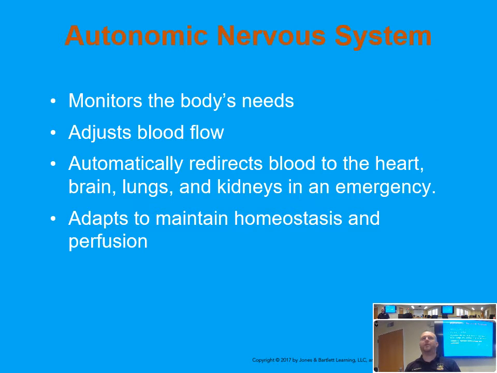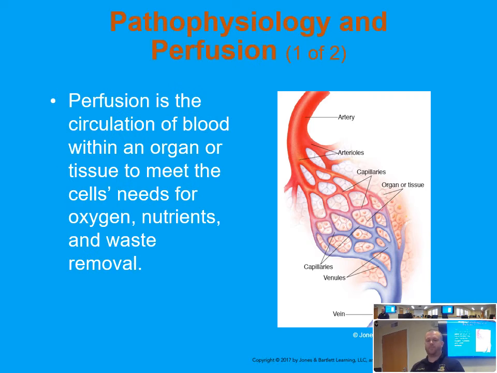Your autonomic nervous system monitors the body's needs. It adjusts blood flow, and it automatically redirects blood to the heart, brain, lungs, and kidneys in an emergency, and adapts to maintain homeostasis, or that internal balance, so that perfusion gets to all your necessary organs, tissues, and cells.